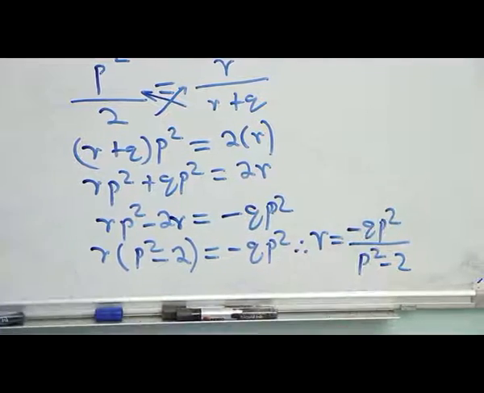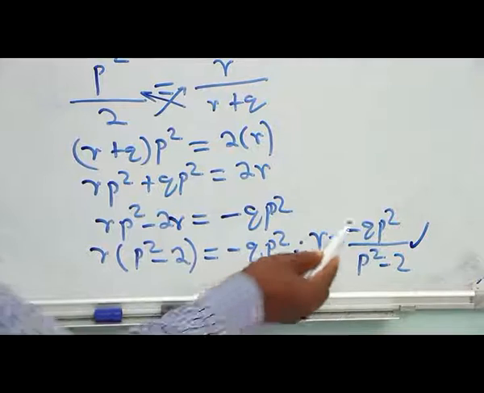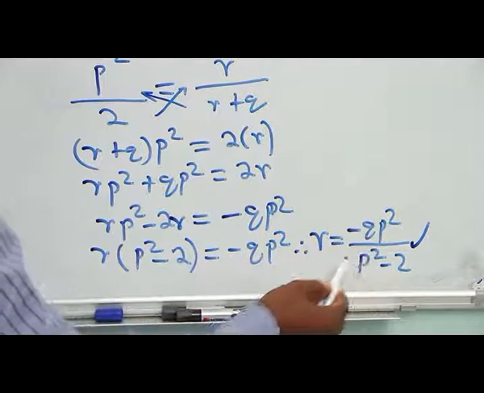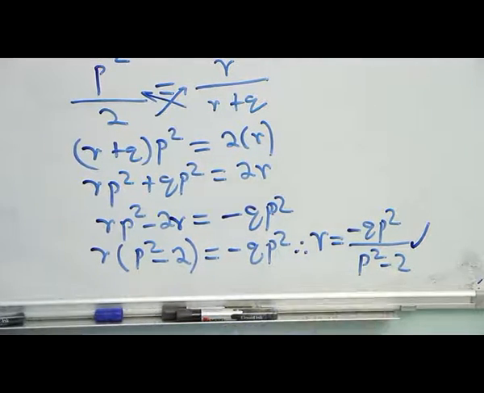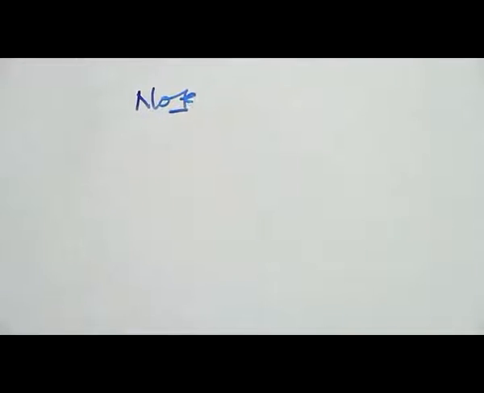Remember, we can interchange them and it's the same thing. So we can even write this as minus P squared Q all over P squared minus 2. It's the same thing. I want you to note this.